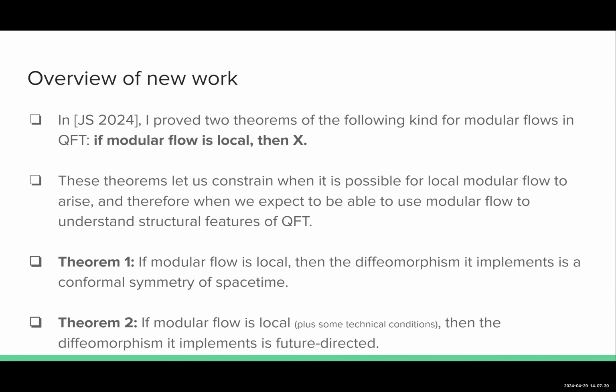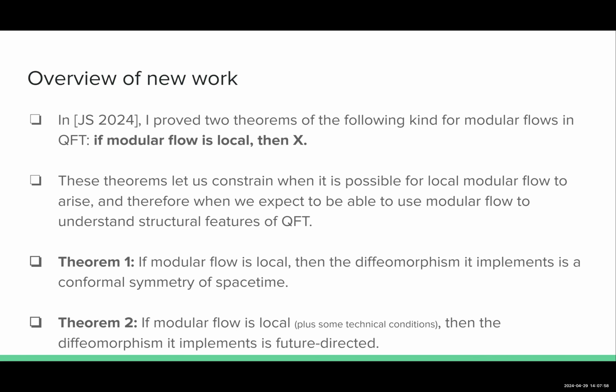So the two theorems that show up in this paper are seriously constraining. The first theorem, as Emil already anticipated, is that there's a symmetry consideration. If you have a local modular flow, the diffeomorphism it implements has to be a conformal symmetry of spacetime. This is seriously constraining. Most spacetimes don't have any conformal symmetries. And in part, you might say, well, okay, too bad, but this does at least explain why there were so few examples.